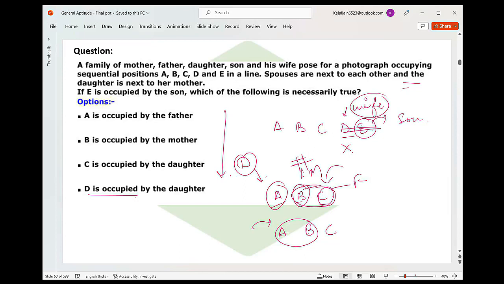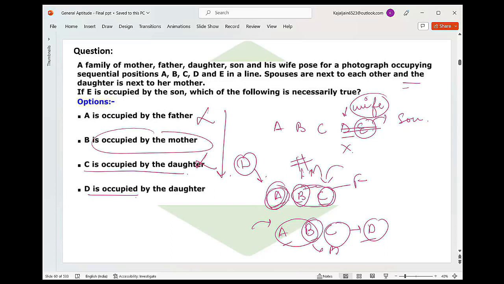In the second scenario, if A and B are father and mother, then this one will be the mother for sure, because this one has to be the daughter. D and E are already the son and his wife. So C is occupied by the daughter, but the daughter can be A as well. So this is incorrect, this is incorrect. But B occupied by the mother is for sure 110% correct. B will always be occupied by the mother. Is it clear to all? The answer is option B.